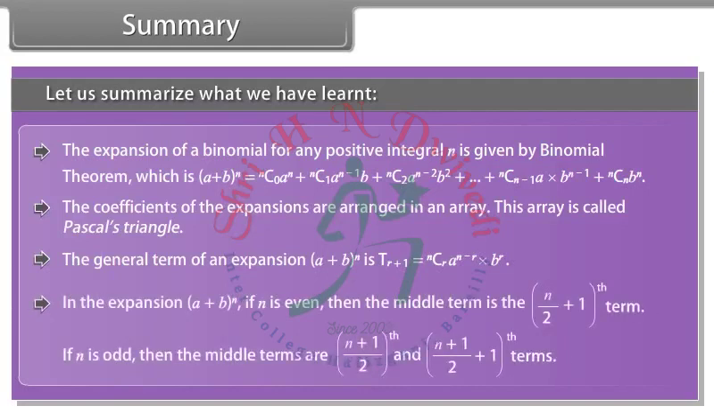In the expansion (a + b) raised to power n, if n is even, then the middle term is the (n/2 + 1)th term. If n is odd, then the middle terms are the ((n+1)/2)th and the ((n+1)/2 + 1)th term.